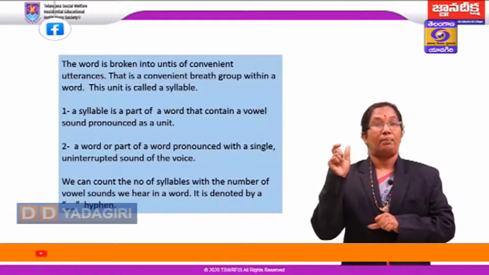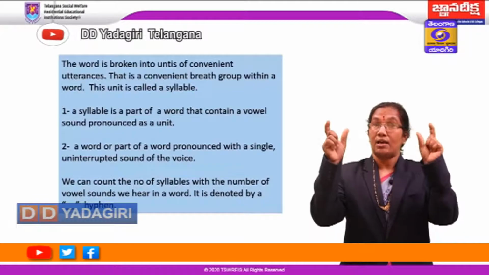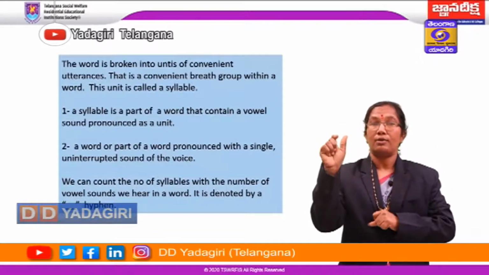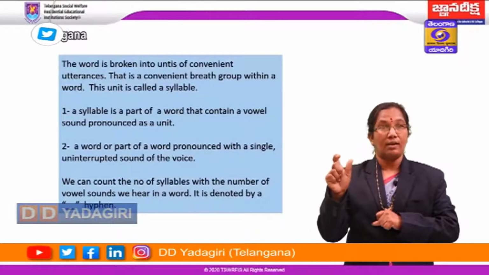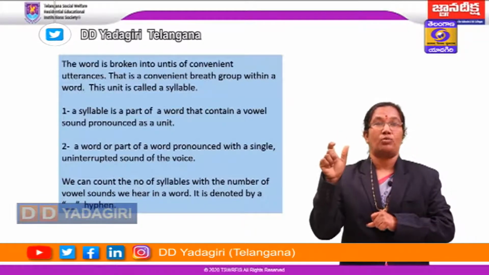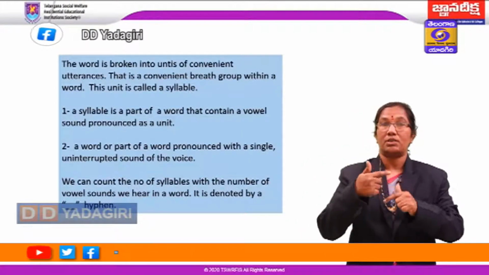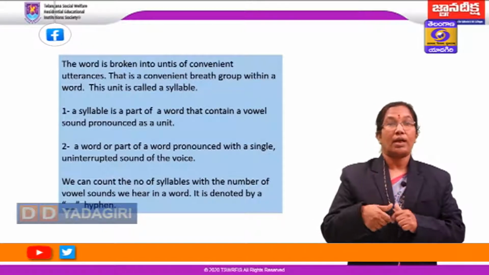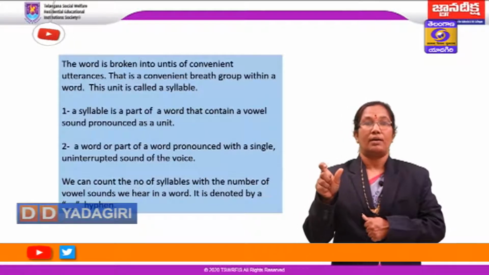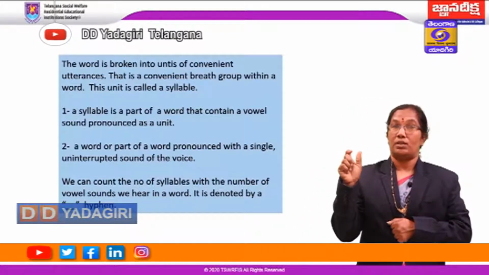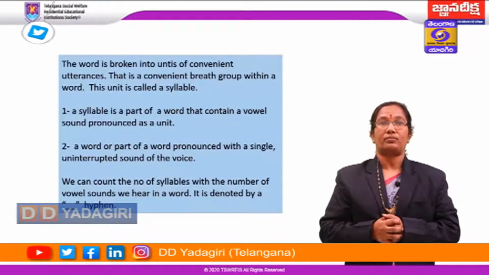A syllable is a part of a word that contains a vowel sound pronounced as a unit. A word or part of a word pronounced with a single uninterrupted sound of the voice. So you have to understand single uninterrupted sound of the voice. We can count the number of syllables with the number of vowel sounds we hear in a word. It is denoted by a hyphen. You can observe those hyphens there in the words.